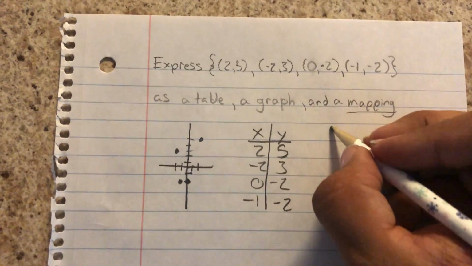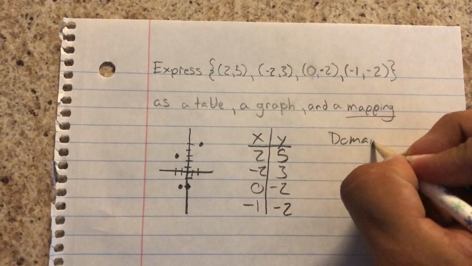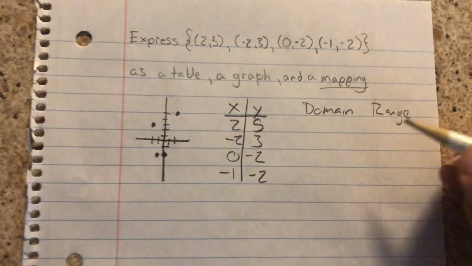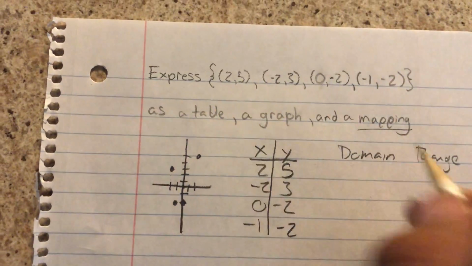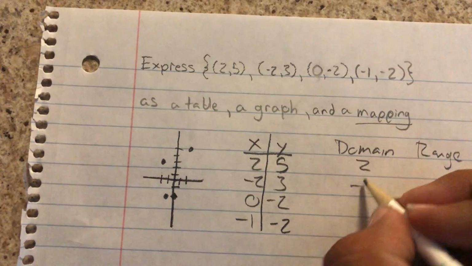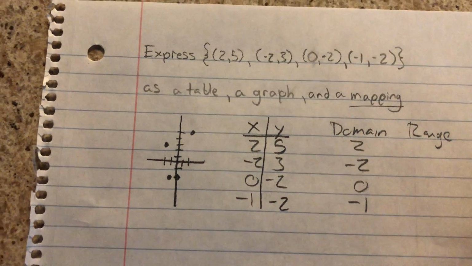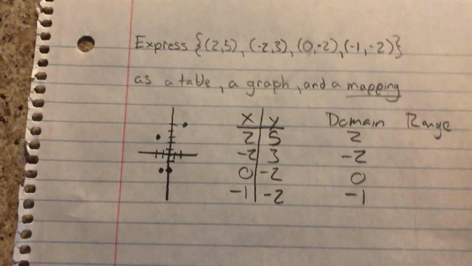Mapping, what we're about to do right now, is writing domain, range. Now, domain means all possible X's. So you're going to write down all the possible X's. 2 is possible, -2 is possible, 0 is possible, and -1 is possible. For the range, you write down all possible Y's.